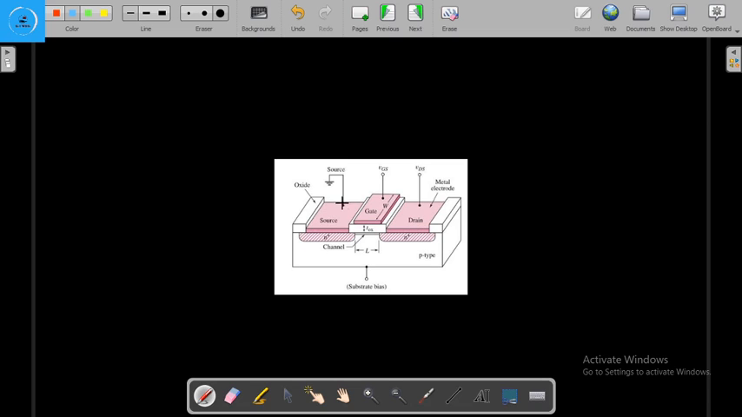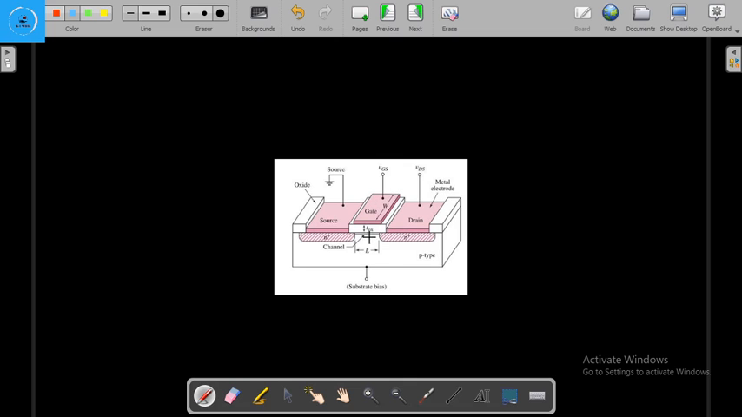Here the source and the drain are doped with a pentavalent impurity. That's why this is the N plus region, and this is the N plus region. The substrate, or we can say the body or the bulk, is doped with the trivalent impurity, that is the P type impurity. So the source and drain are N type, and the substrate, body or bulk, is P type. And the gate may be a polysilicon gate or it can be a metal gate.